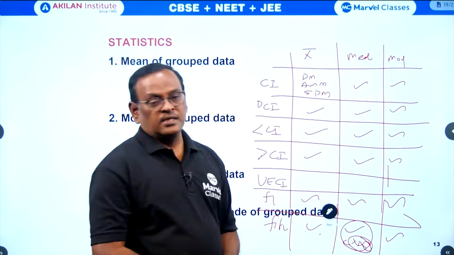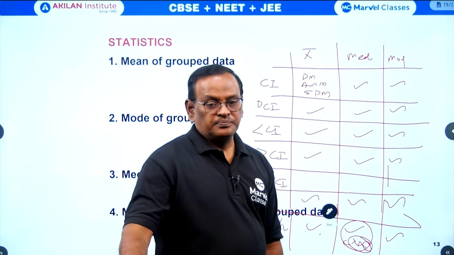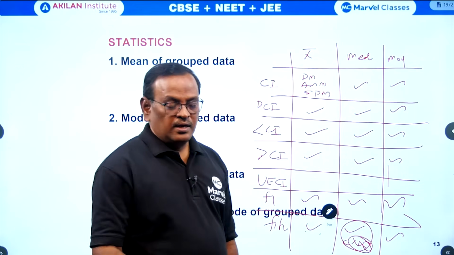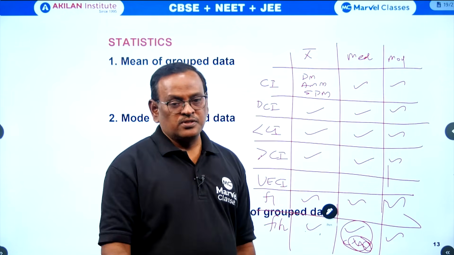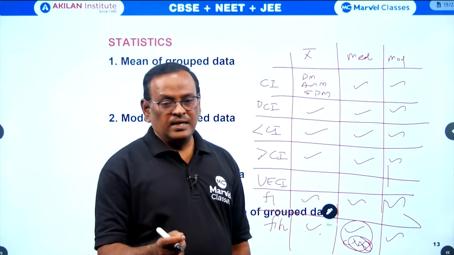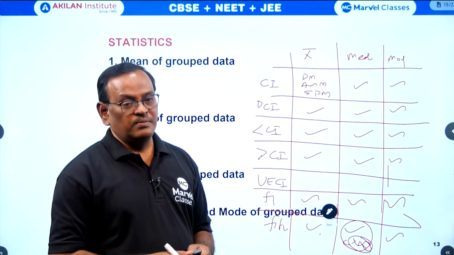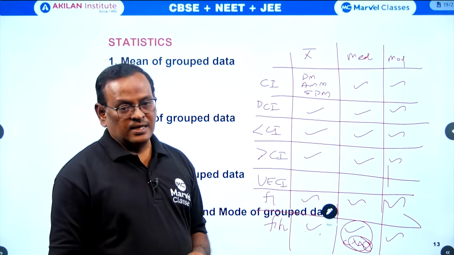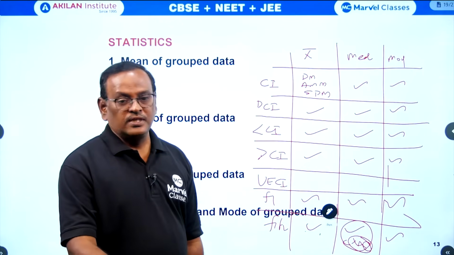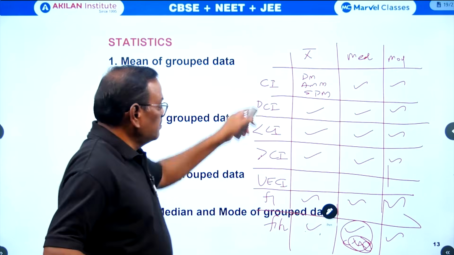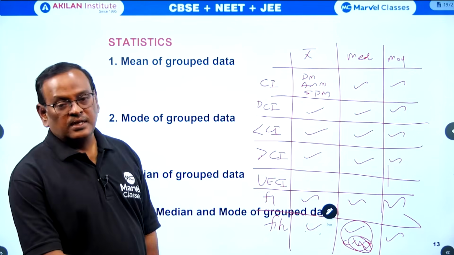In the mean concept, always assume the A, that is the assumed mean, not at the middle but corresponding to the first unknown frequency. Then you will get a linear equation in one variable, and the calculation will be very less. You can easily get the correct answer. And avoid the direct method; always follow the step deviation method. Okay, this is the complete set of concepts in statistics.